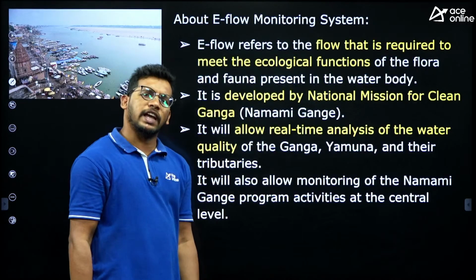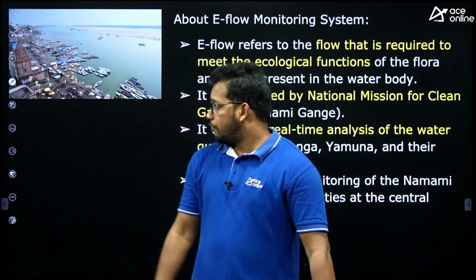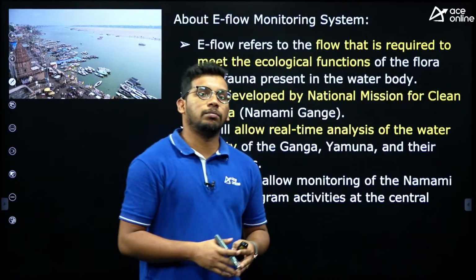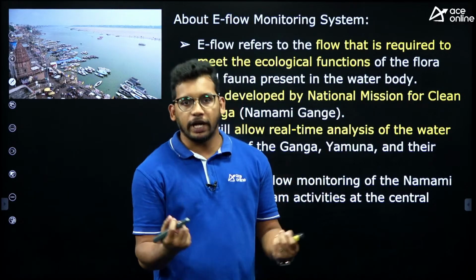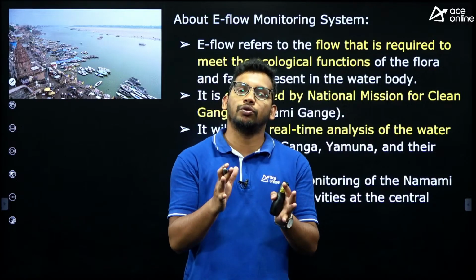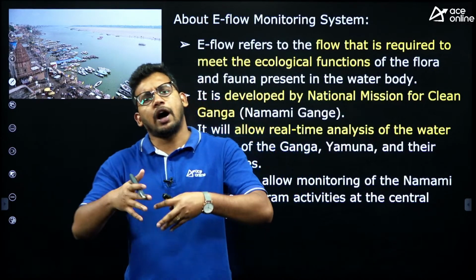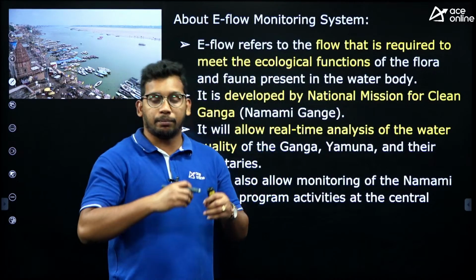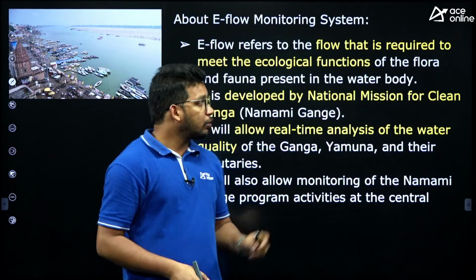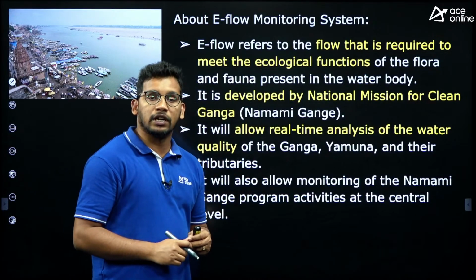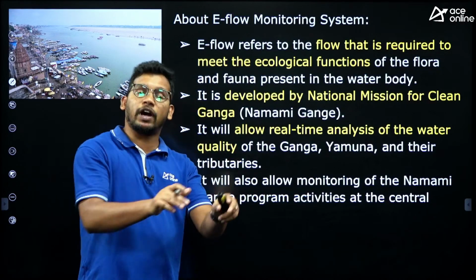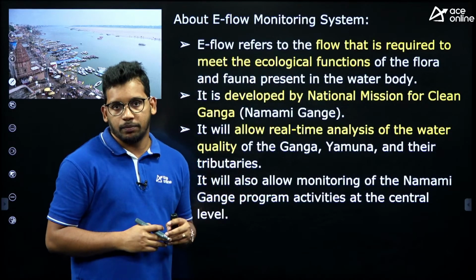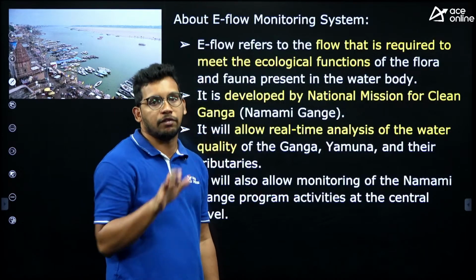Now, what is this environmental flow? For example, take our own body. You need to have three sessions of food, need to have good exercise, right? If everything is good, then only your body will be working in a 100% efficient manner. So this is the efficient or required condition for your body. So E-flow, environmental flow, means whatever conditions are required for a river to protect itself or to remain in a natural way. That situation is called environmental flow.